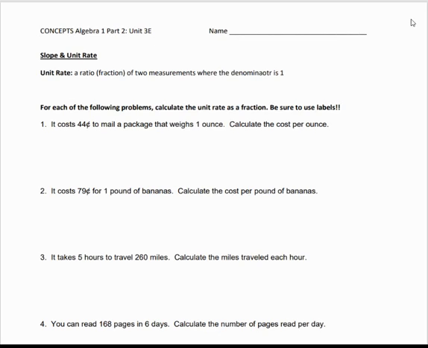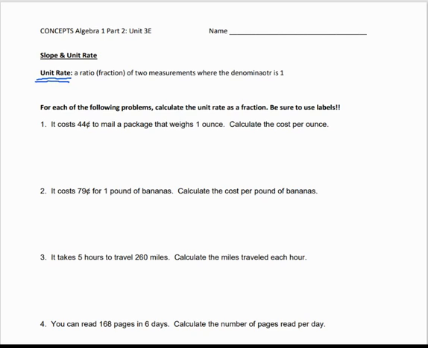Alrighty, so worksheet 3E. We're going to continue with talking about slope and intercepts, but the first thing we're going to do is a new part, which is unit rate. Rate is another way to say slope, just so you're aware. Specifically, a unit rate is a ratio, which is a fraction, of two measurements where the denominator, oh, there's a little typo there, sorry, where the denominator is 1. So when I say find a unit rate, if you tell me 3/4, no good. We want the denominator to be 1. Is that clear to everybody? Okay, so make sure we understand that.